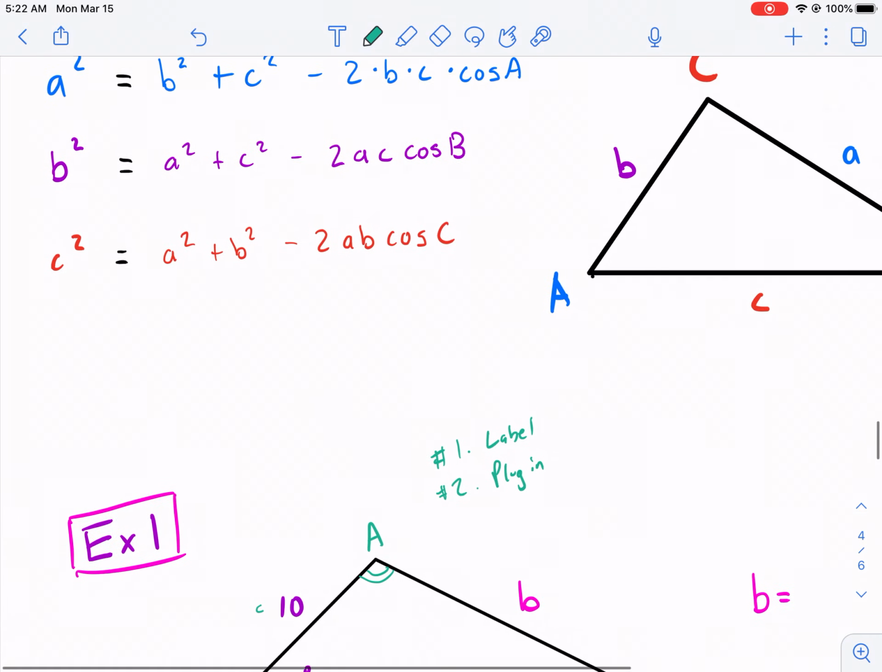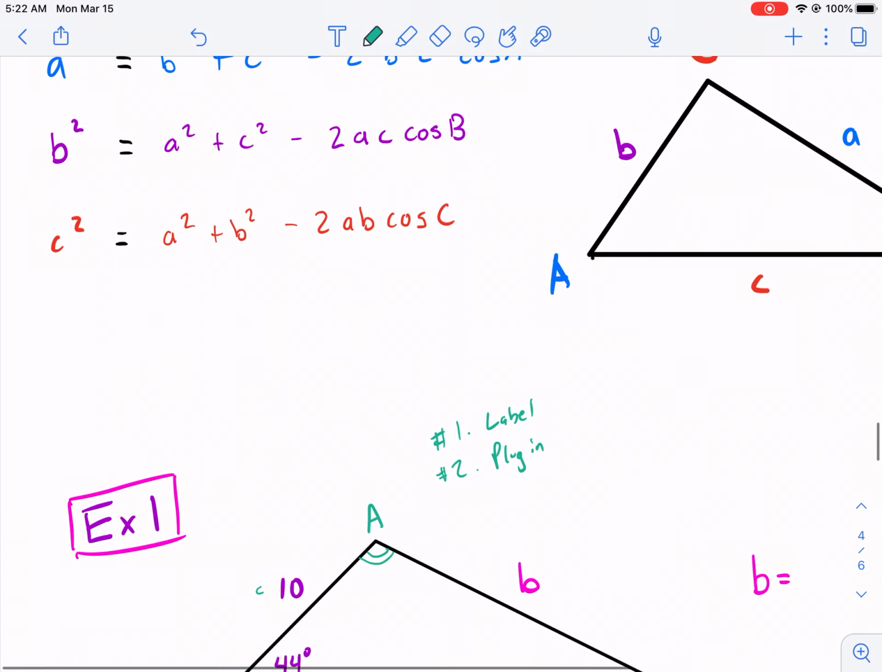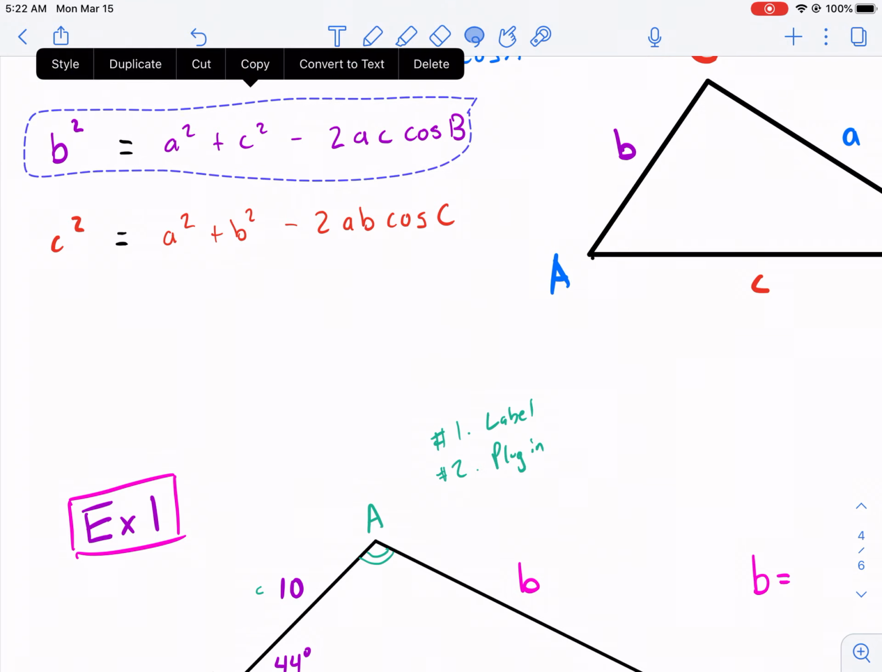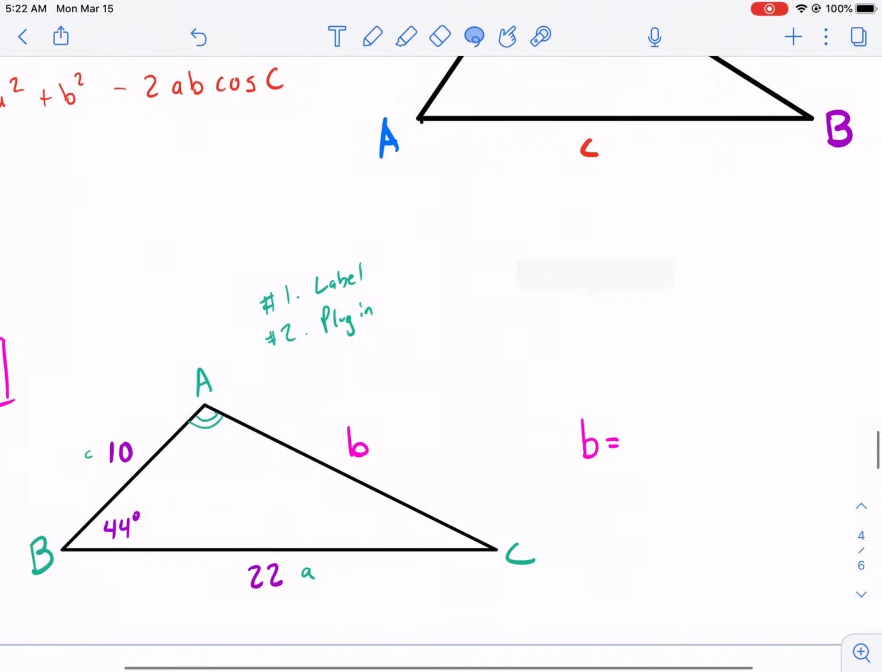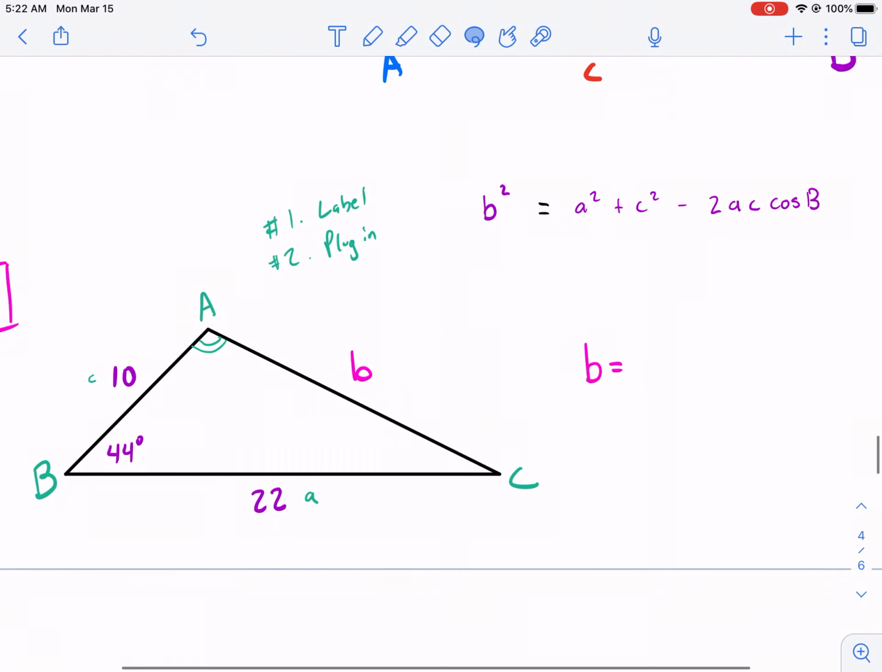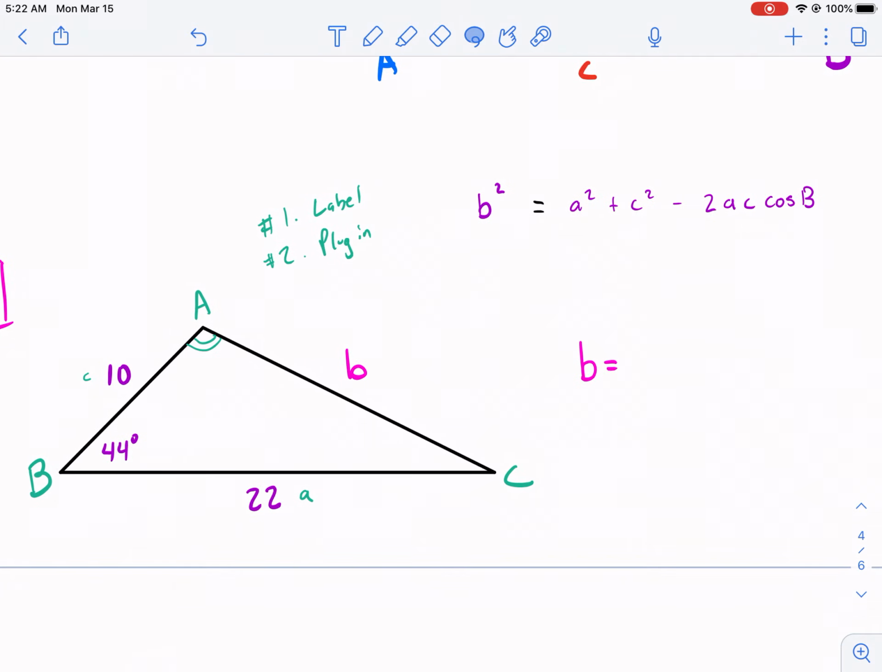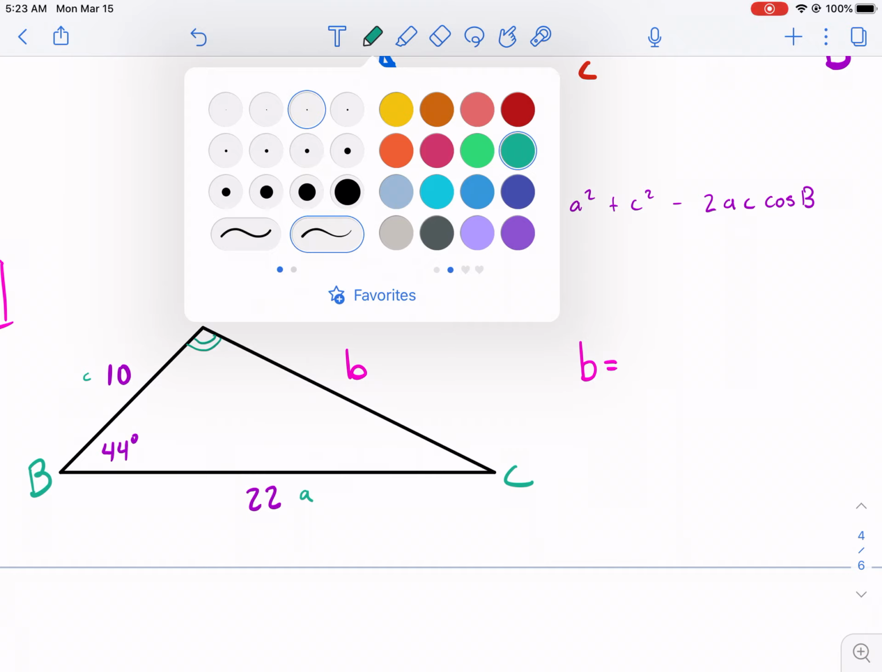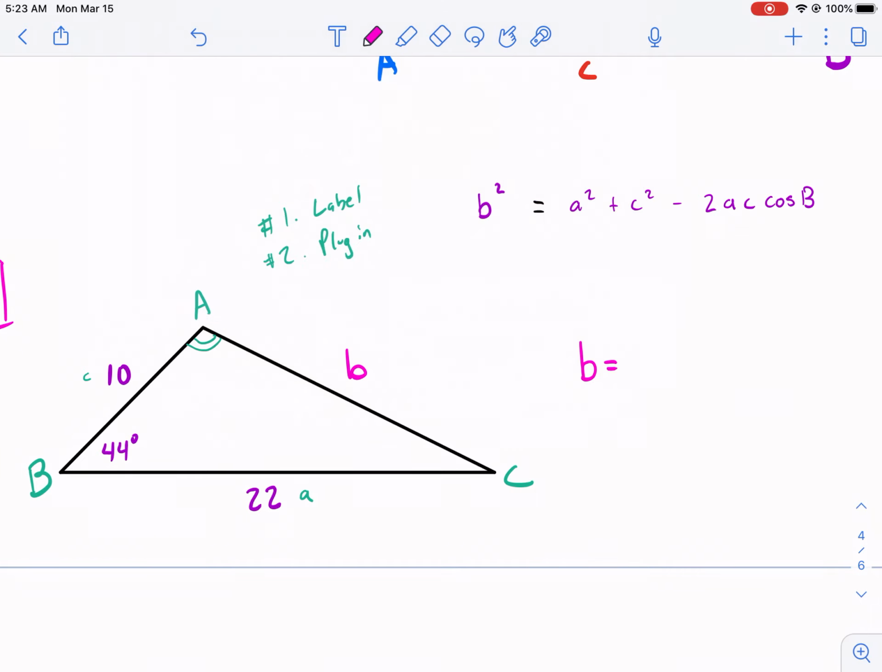So which one should I use? Well, I'm looking for b squared, so I might as well use this second one here. So I'm going to just copy this guy and paste him over here. I'm going to shrink them up a little bit, and then I'm just going to start inputting values. So B is what I'm trying to find. I'm going to change that to this hot pink here. So I'm looking for this b squared. Eventually I'm going to have to take the square root of that.